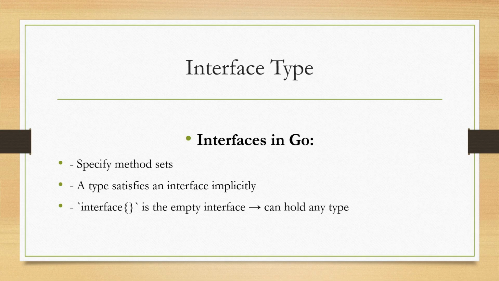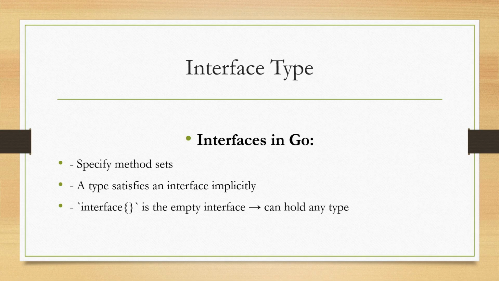Interfaces in Go work the same way. So interfaces in Go specify method sets. This means that an interface simply defines what methods a type must have. It's like saying, I do not care what you are, as long as you have this function. For example, let's say you have an interface called Speaker and it requires one method, Speak. Now any type that has a Speak method automatically satisfies the Speaker interface.